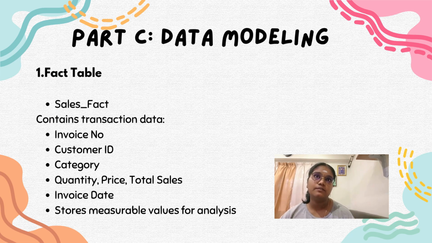So for the first, we have the fact table, which is called sales fact. This table contains all the main transaction data related to sales. The information stored in this table includes invoice number, which is used to identify each transaction uniquely, customer ID used to identify the customer who made the purchase. Category shows the type of product sold. Quantity, price, and total sales. These are the important values used to measure business performance. The last, invoice date, records the date of each transaction.